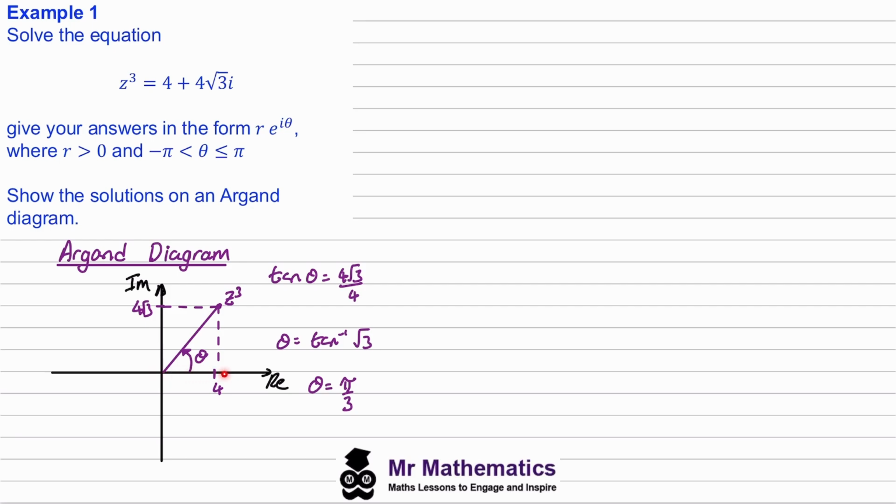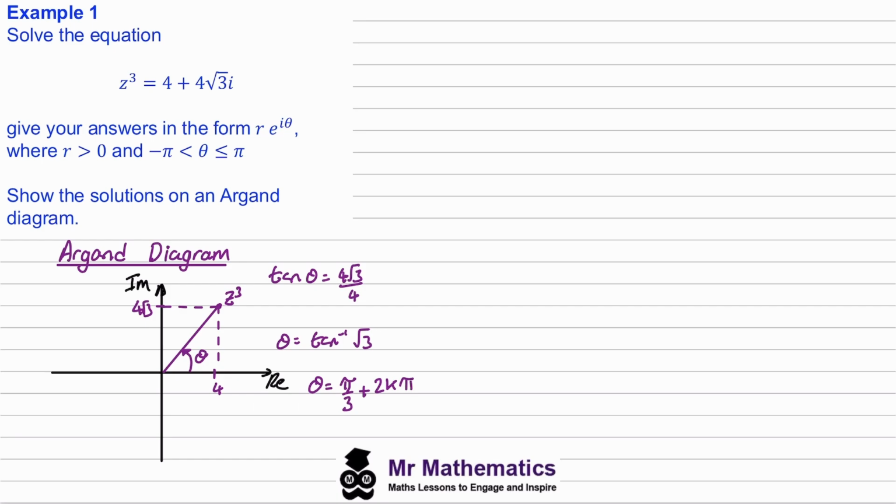So we start on the real axis, and we rotate pi over 3 radians to get to this complex number. But we could also get to this line if we rotated another 2 pi, and then theta. Or we could rotate 4 pi and then theta. So we could write this argument as pi over 3 plus a multiple of 2 pi, and we can call that multiple k. So our argument becomes pi over 3 plus 2k pi.